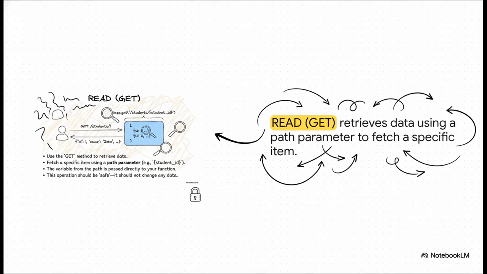Next up is read, which we do with a GET request. As the name implies, we're just retrieving data here. A lot of the time, you'll want a specific thing, so you use a path parameter, like students/1, to ask for the student with that specific ID. The most important thing here is that this is a safe, read-only operation. It should never, ever change any data.